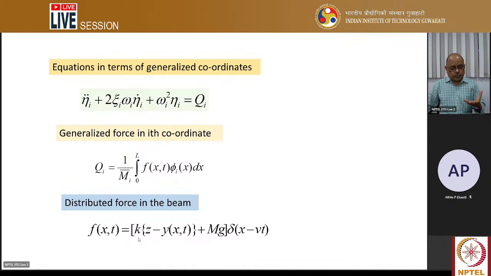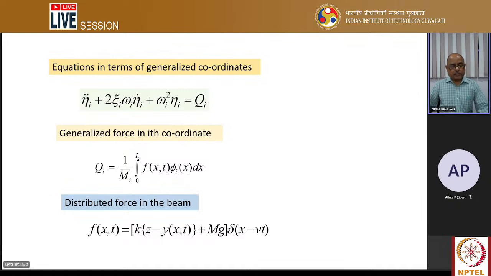So the combination of these two, that is the stiffness of the oscillator into relative displacement, will give the spring force, plus the damping into relative velocity of the damper will give the damping force. These two forces together, added with the static load, will give the force induced on the beam.